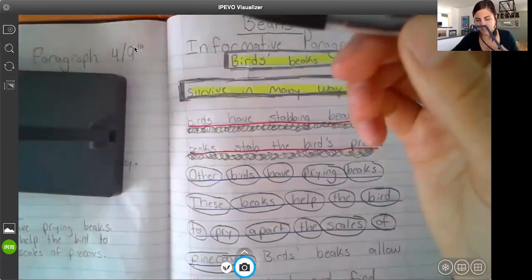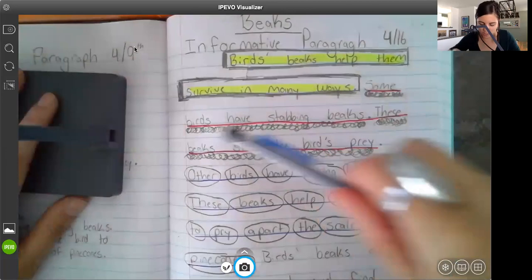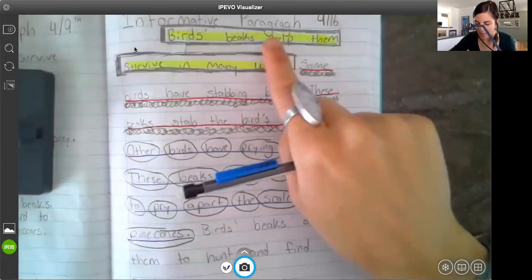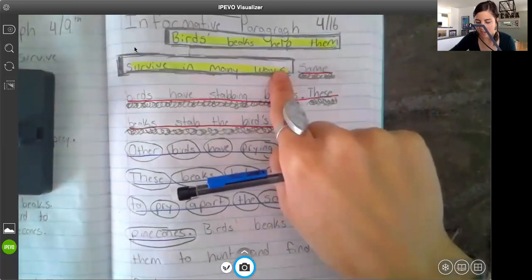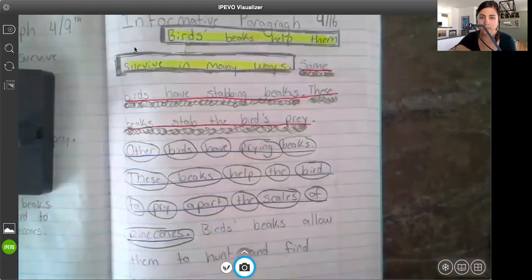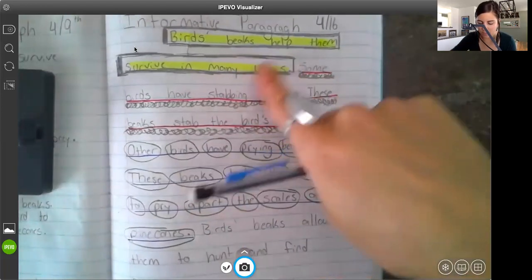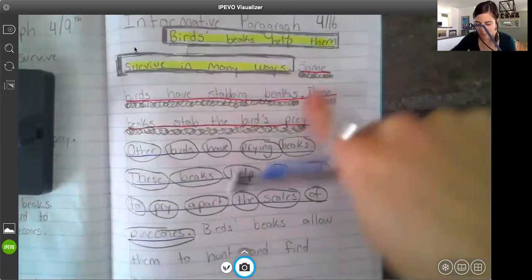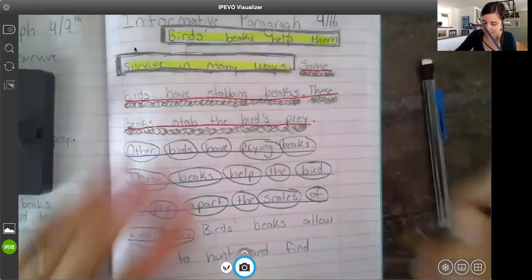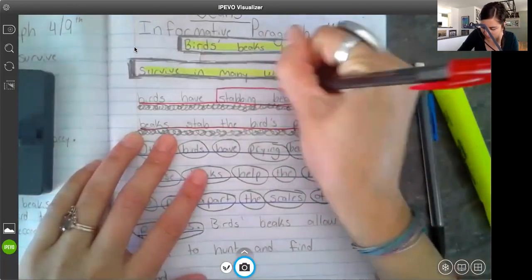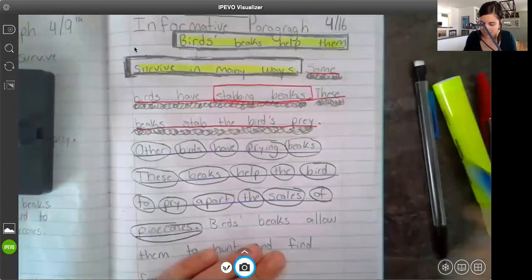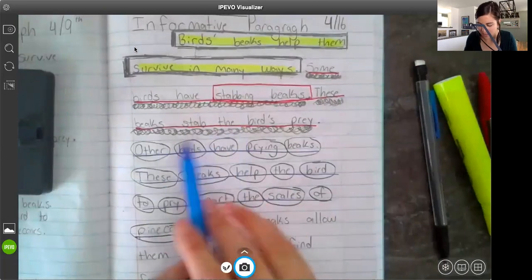But if you only have a pencil, then you can box it, you can squiggle it, and you can circle them. So birds' beaks help them survive in many ways. So these two detail sentences, the red and the blue, or the squiggles and the circles, are telling us about birds' beaks and how they help them survive. So in the red, it's saying, oh, look, they have stabbing beaks. That is so important. I'm actually going to kind of box it. They have stabbing beaks, and they help the bird stab its prey.